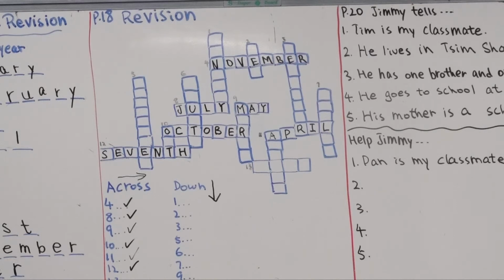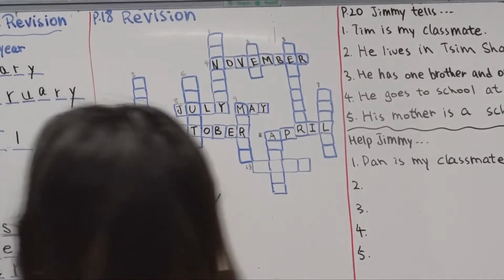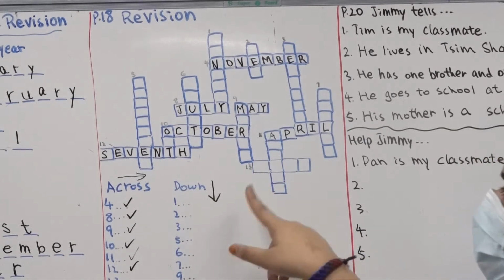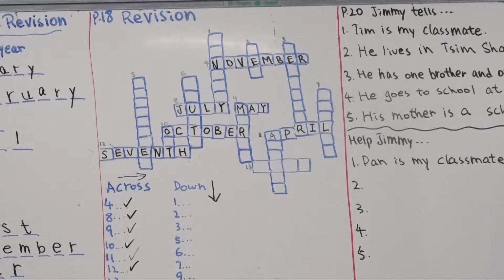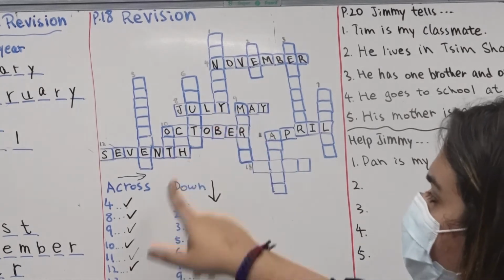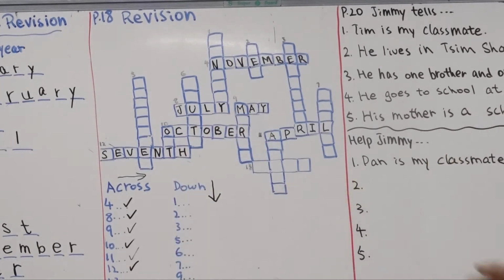Alright, let's have a look at the next one. Alright, so 7th, we call them ordinal numbers. Okay, these are ordinal numbers. And 1, 2, 3, 4, 5, 6 are cardinal numbers. We call this ordinal number. Order. How do we order that, right?